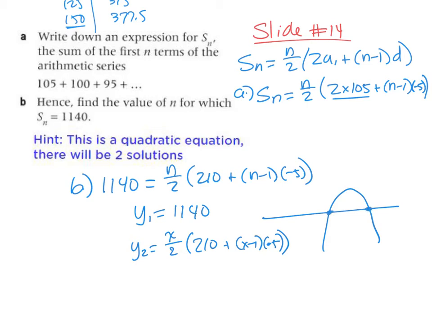So graph the line, graph the parabola, find the 2 points of intersection, and those 2 points of intersection happen when n is 19 and when n is 24 is the other one.